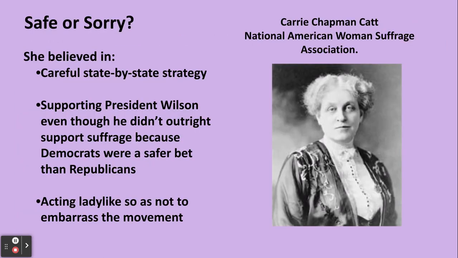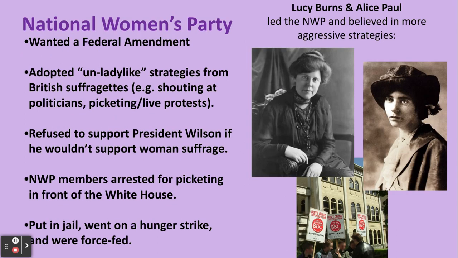For example, Carrie Chapman Catt really believes that state by state, women should organize for the right to vote. She also doesn't want to flout or disrupt gender norms. She doesn't want to cause embarrassment for the movement. Other people like Alice Paul and Lucy Burns lead the National Women's Party, and they don't care what people think a lady should act like.